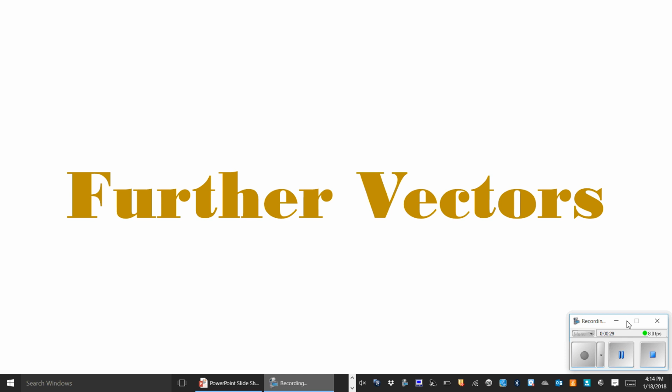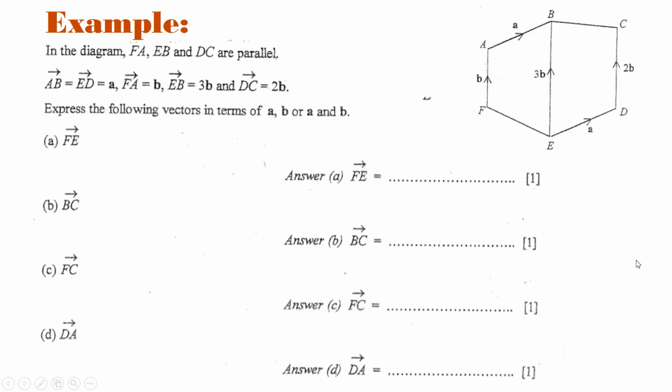Okay, cool. So here we've got an example. It might look familiar, but just pretend that you haven't seen it before. In the diagram, we've got FA, EB, and DC, and they're parallel. You know they're parallel because they're scalar multiples of each other.